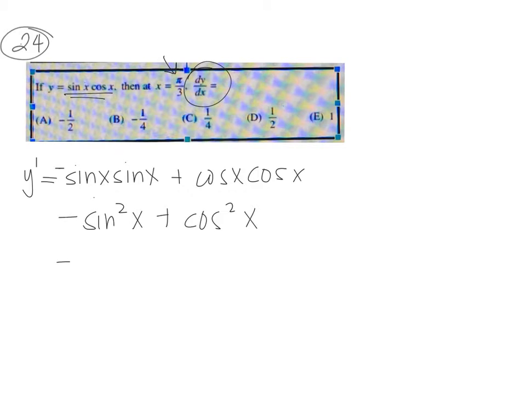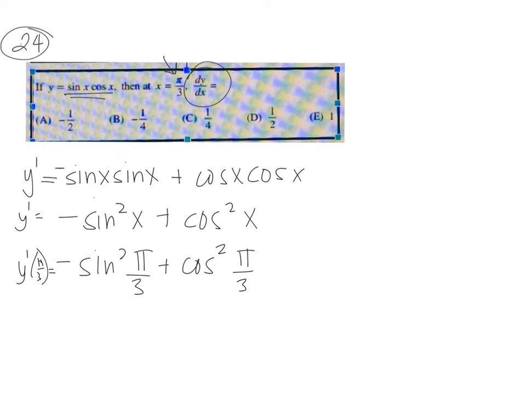Okay, so we're doing negative sine squared at pi over 3 plus cosine squared at pi over 3. And that is y prime at pi over 3 equals. Okay, so what's pi over 3? Pi over 3 is 60. I'm going to do real quick my 1, 2, 3, 3, 2, 1. Sine, cosine. Here's 60 because it's 30, 45, 60.